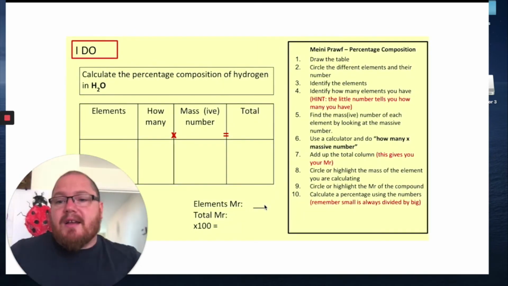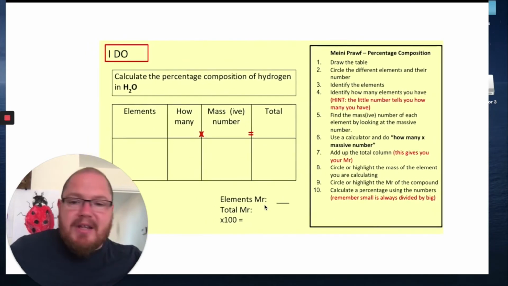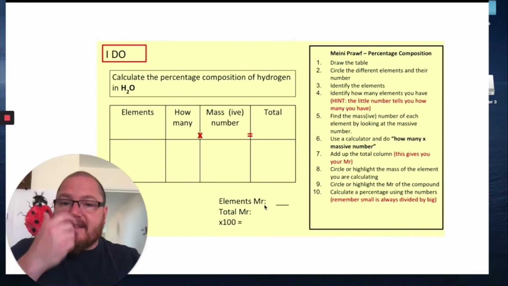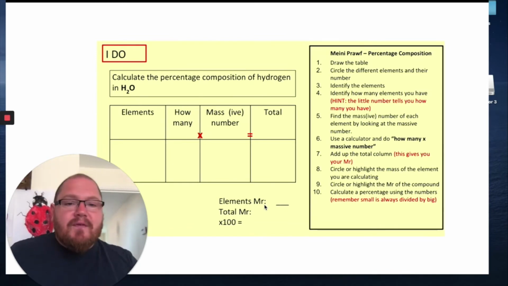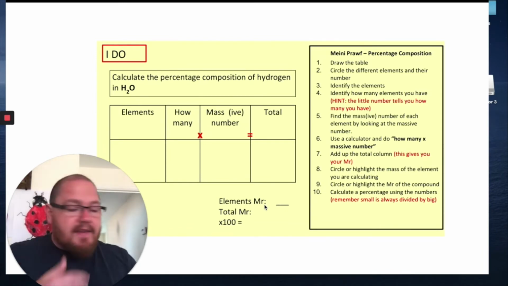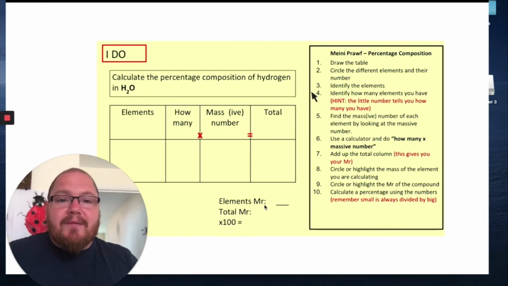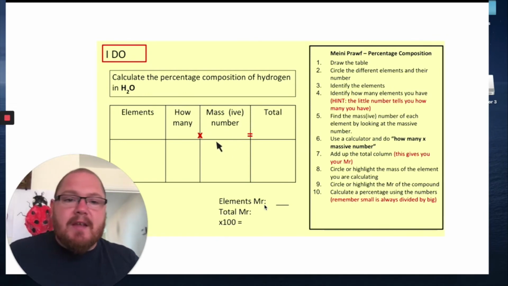And we can do that using the periodic table, and I'll show you how. It's a process. So calculate the percentage composition of hydrogen. The first thing I want to do here is draw my table, but for key stage 4 you're going to have to draw a table. For key stage 3 I'm going to give you the tables.